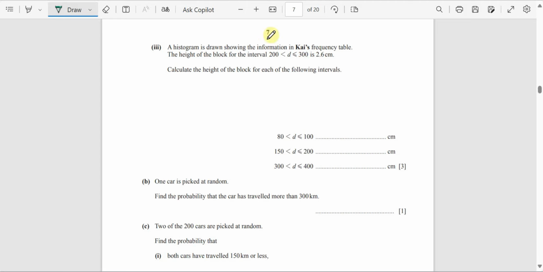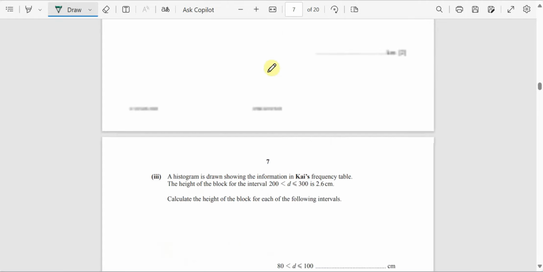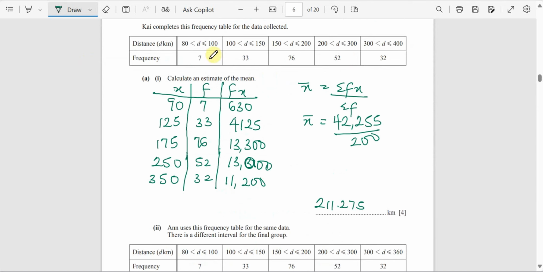A histogram is drawn showing the information in Kai's frequency table. The height of the block for the interval 200 to 300 is 2.6 centimeters. Calculate the height of the block for each of the following intervals. So we're using this frequency table. Now, since we are having different intervals, we need to find our frequency density. The formula for calculating our frequency density is frequency divided by class width.